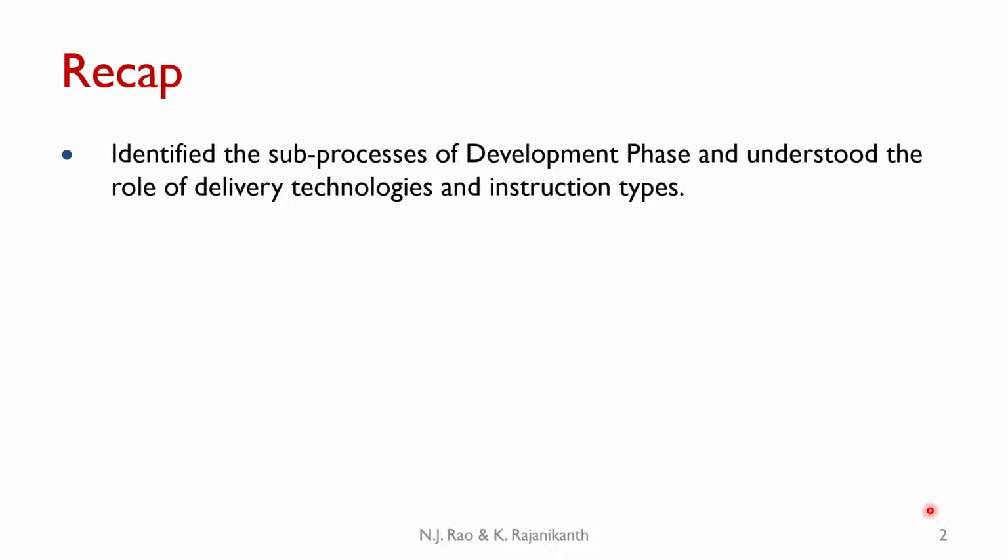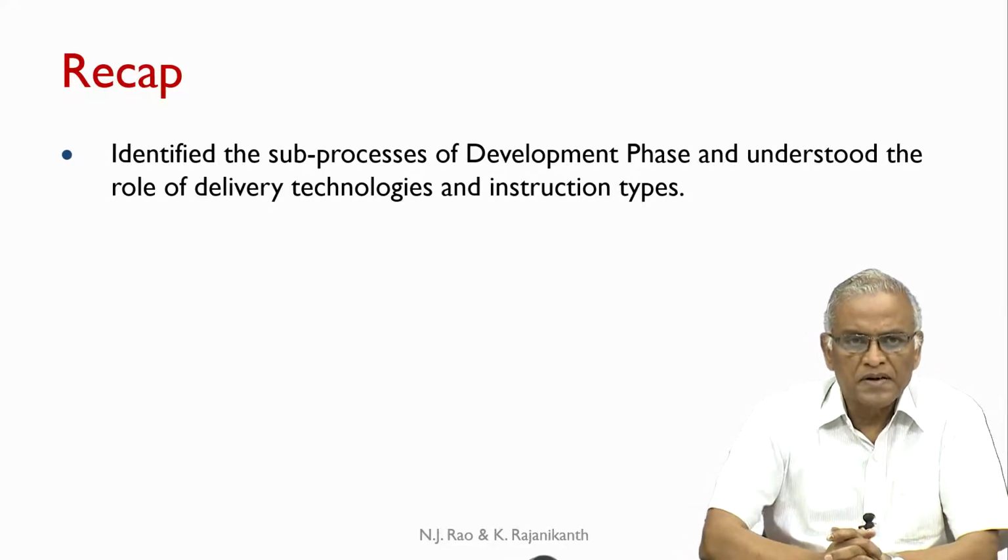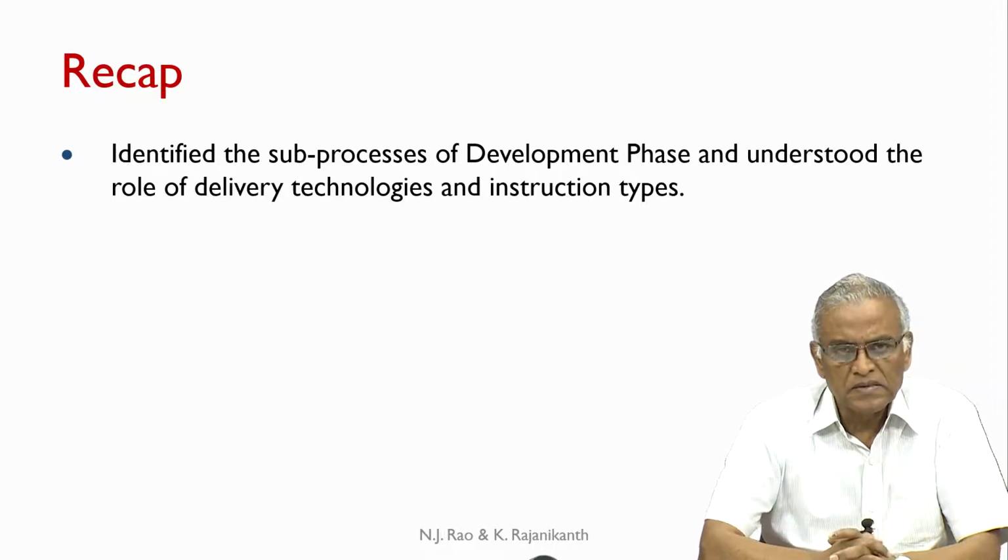This Unit 11 is a part of the development phase of ADDIE system design of a course, and we looked at the sub-processes in the previous one. We identified the sub-processes of the development phase and understood the role of delivery technologies and instruction types. So there were two key components in the previous unit that we looked at. One is delivery technologies and the other one is instruction types.